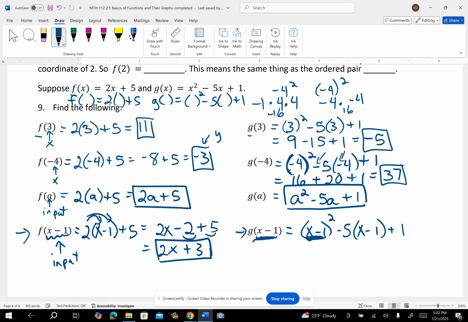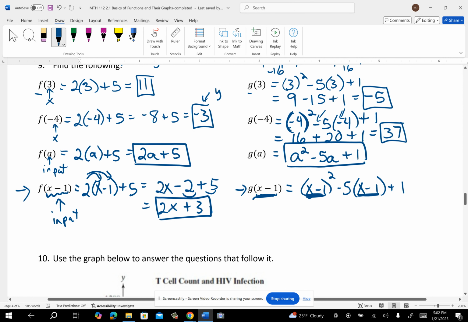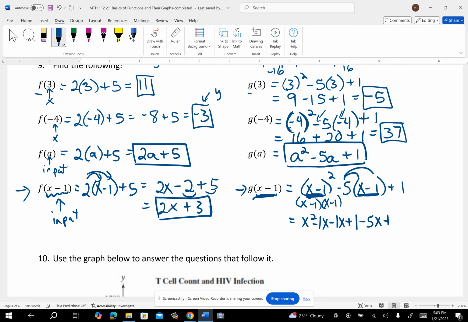You're going to square your input, then do -5 times your input plus 1. Now, we've got to work that out and simplify that. So there's some basic algebra that you've got to be reminded of. That x minus 1 squared, remember, is x minus 1 times itself. So when you work that out, you're actually going to get x squared minus 1x minus another 1x plus 1. There's a middle term in there. I'm going to go ahead and distribute the -5. I'll get a -5x plus 5 plus 1.